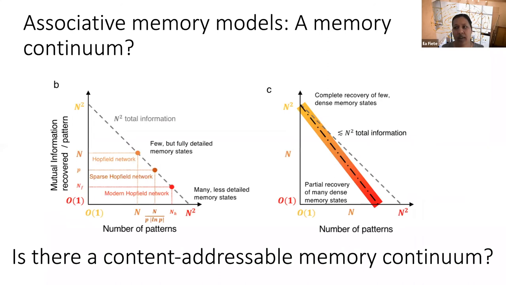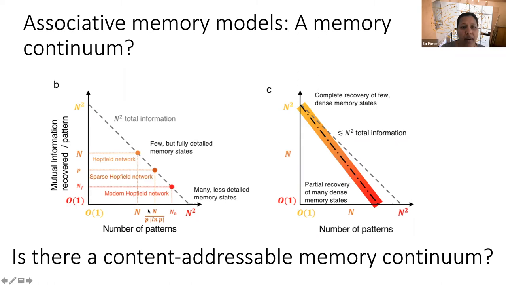So then that brings me to that second question that I said I'd like to address here, which is: is it possible to now define a memory continuum? So is it possible to construct a single network that, okay, so on the left here, I'm showing you this memory frontier, with total mutual information recovered. This is mutual information recovered per pattern, so this is how much pattern information is stored in the network. The y-axis is information per pattern, and the x-axis is number of patterns.